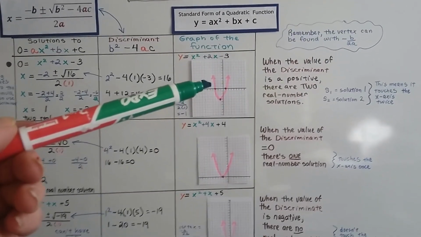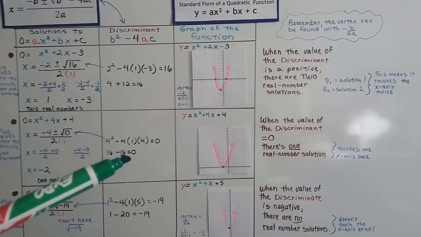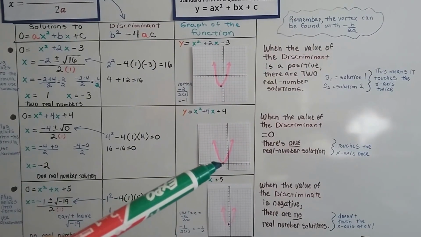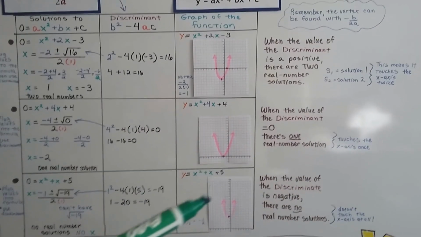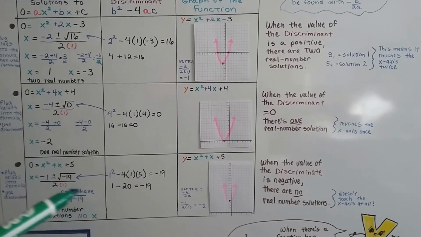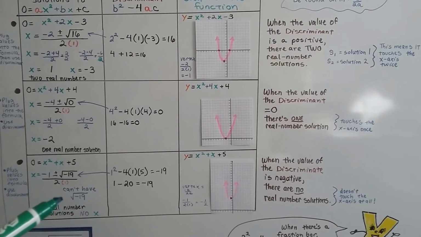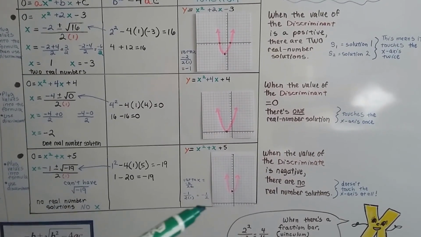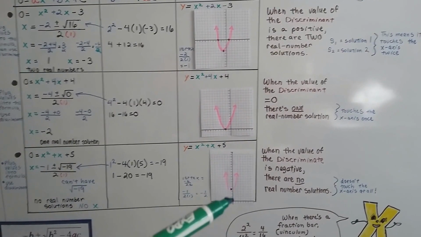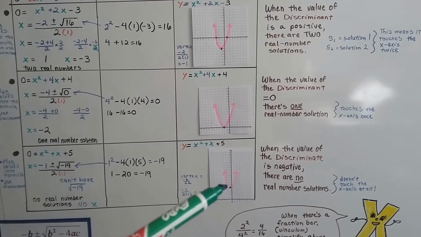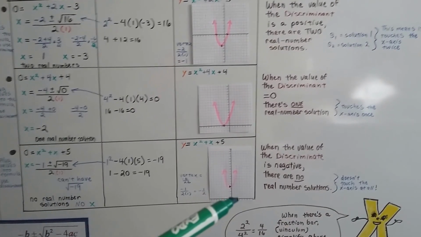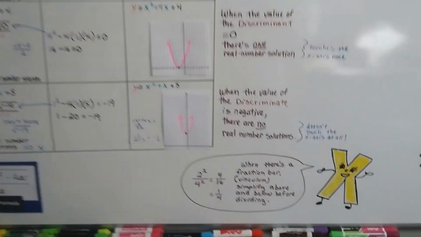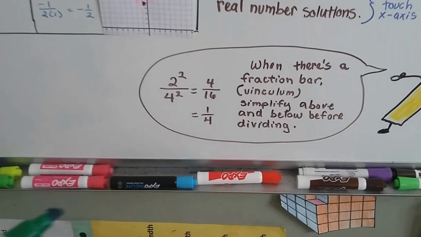and it touches the x-axis twice. When it's 0, there's one solution, and it touches the x-axis once. When it's negative, there are no real solutions for x, and it doesn't touch the x-axis at all. The x value for the axis of symmetry can still be found, but the actual parabola does not touch the x-axis, okay?